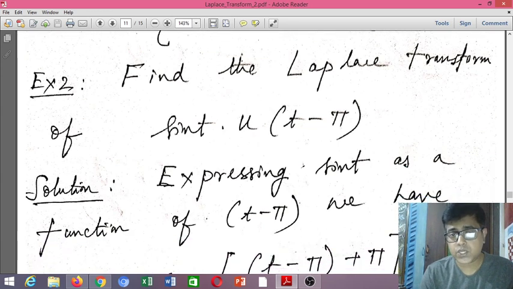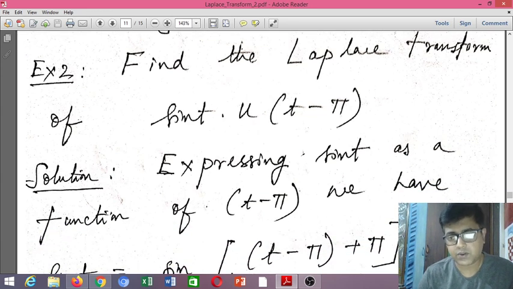Such types of questions will be very common in semester exams, where I give you a function and ask you to find the Laplace transform of the function by first converting that function into a unit step function. Now coming to the next example of our discussion today, it's a very straightforward and simple one, but still I will go by it, because this is another type of question you might get from the second shifting theorem.